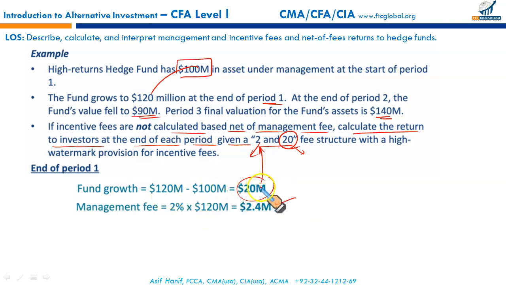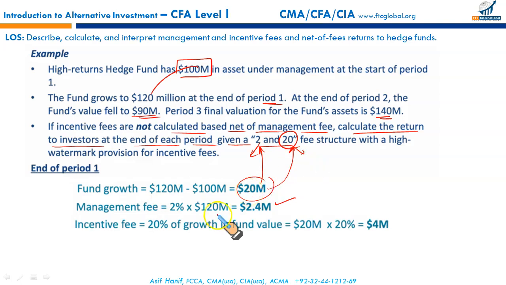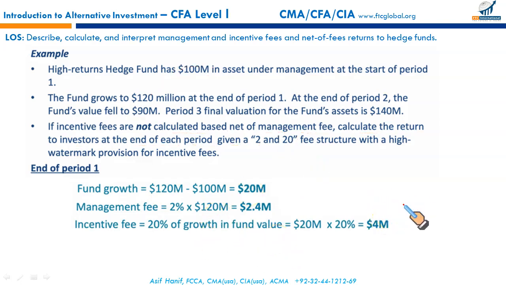Now let us calculate the incentive fee. Incentive fee is the growth in the fund, which is 20 million, times the incentive fee percentage, that is 20%. So it's going to be 20 million's 20%, that is 4 million. Now what is the total amount of fee, management fee plus incentive fee? 2.4 million is the management fee and 4 million is the incentive fee. So the total payable is 6.4 million.